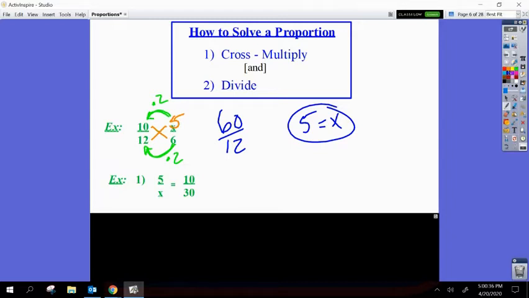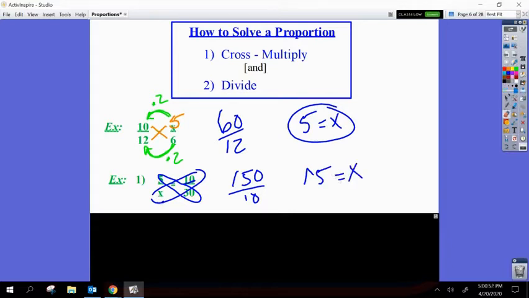Example down here, you could just do a quick cross multiply. So 5 times 30 are the ones you could do. 5 times 30 is 150. 10 is the leftover. Divide by 10. That's, of course, 15. Therefore, the missing value of x is 15.